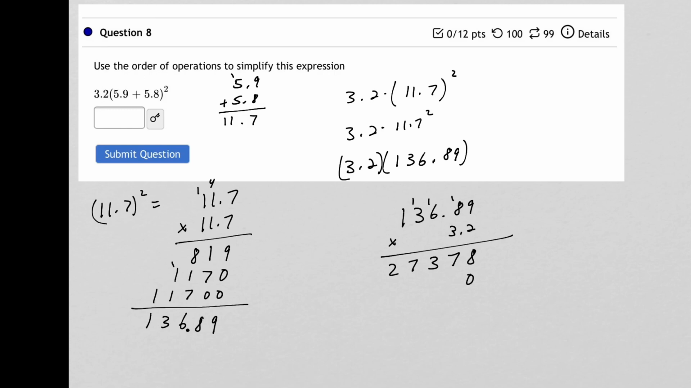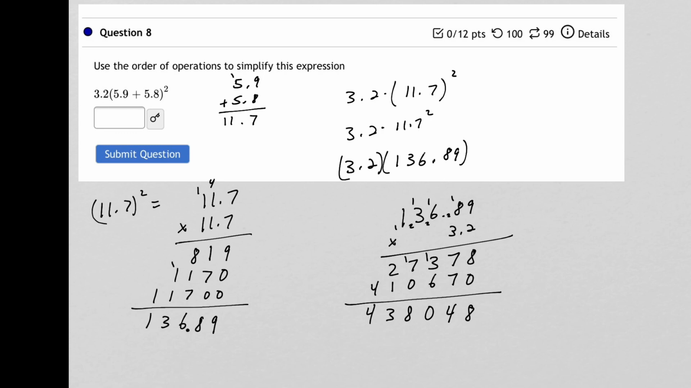Put a 0 here. 3 times 9 is 27, right? So 7 carry the 2. 3 times 8 is 24, plus 2 is 26. 6, carry the 2. 3 times 6 is 18, plus 2 is 20. 0, carry the 2. 3 times 3 is 9, plus 2 is 11. 1, carry the 1. 3 times 1 is 3, plus 1 is 4. As long as I didn't make any mistakes here. This is 8. 7 plus 7 is 14, so carry the 1. 6 plus 3 plus 1 is 10, so 0, carry the 1. 1 plus 7 plus 0 is 8. 2 plus 1 is 3, and then 4.